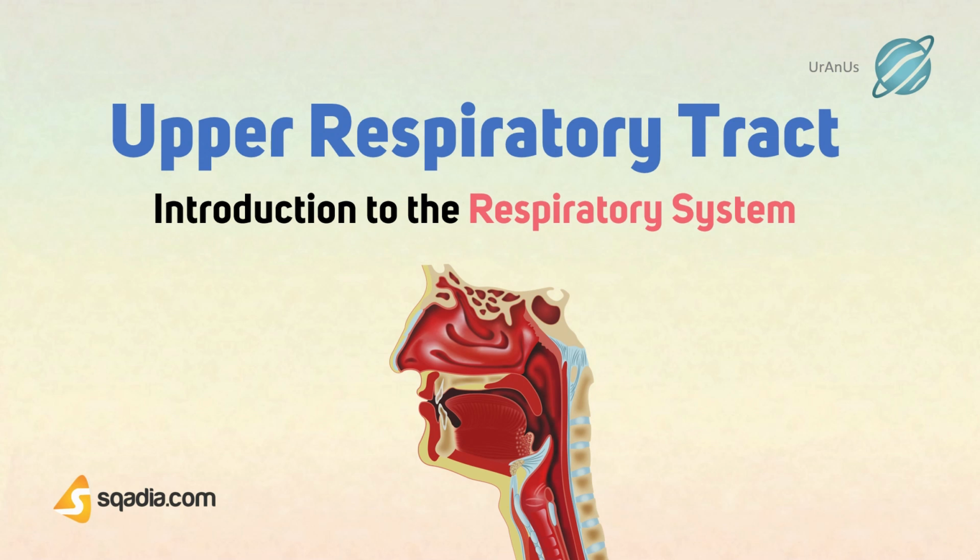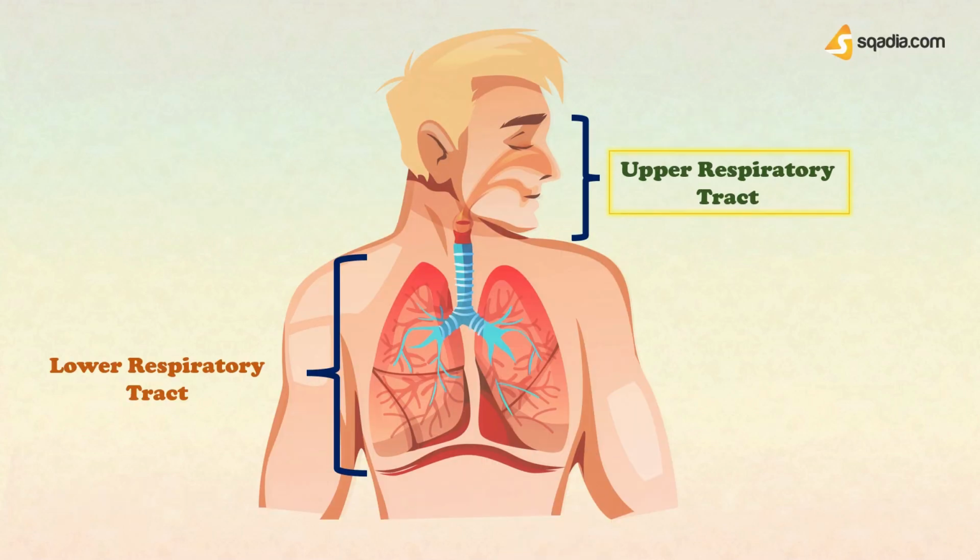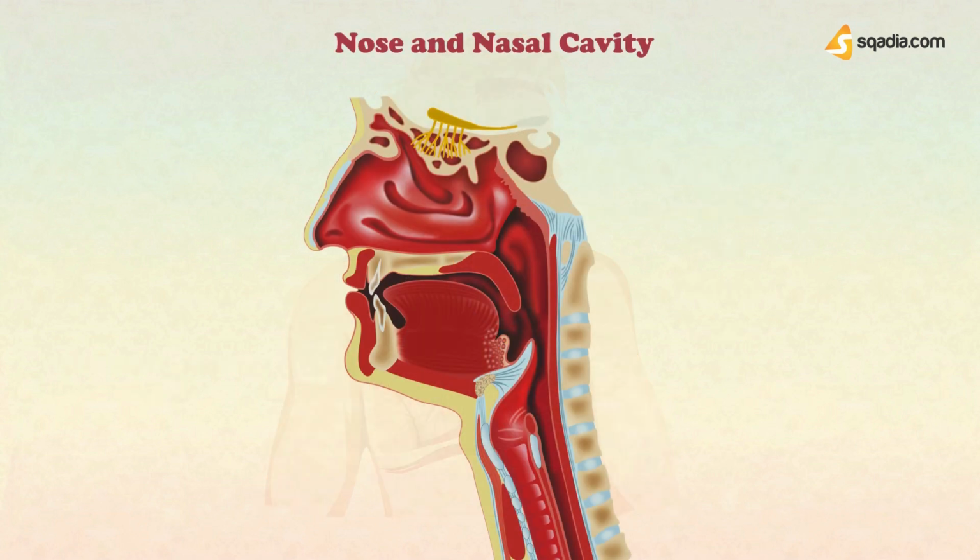So, the first on our tour is the upper respiratory tract that consists of structures located outside the thoracic cavity. Though I mentioned it already, but I won't bother repeating it, that the upper respiratory tract includes the nose, pharynx, and larynx.